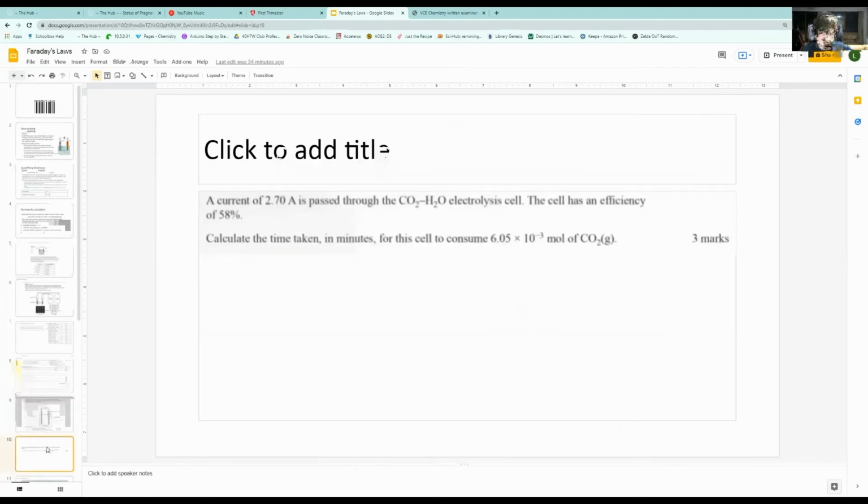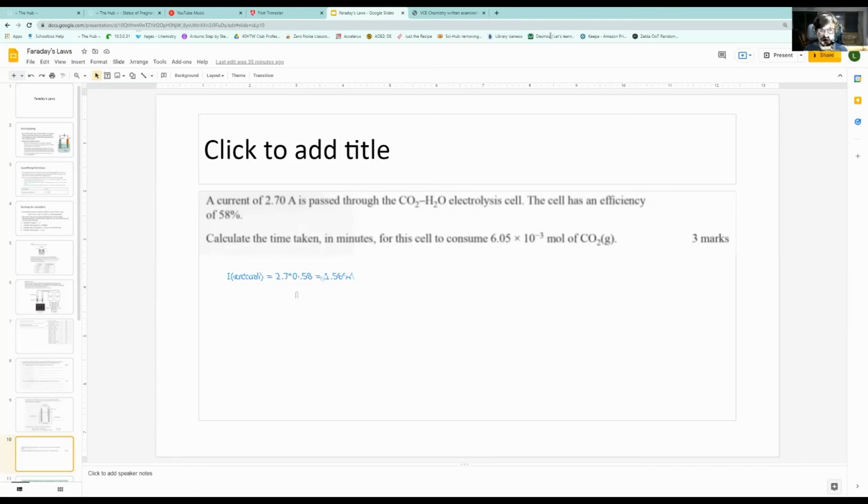All right, a current of 2.7 amps is passed through the cell. The cell has an efficiency of 58%. What's the time taken for this cell to consume X mole of carbon dioxide? So the efficiency is 58%. So we can kind of incorporate that anywhere, but I'm just going to go straight away and say the actual current or effective current, I could say, is going to be 2.7 times 0.58, which is going to equal 1.566 amps. That shouldn't be an A, that should be an I. So the actual current is basically that.